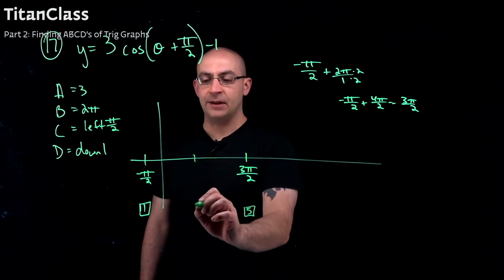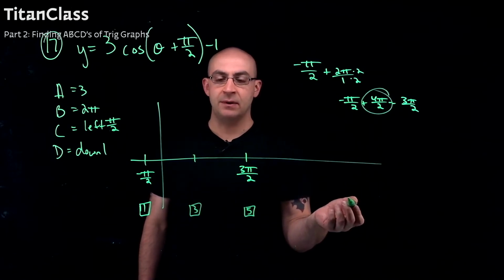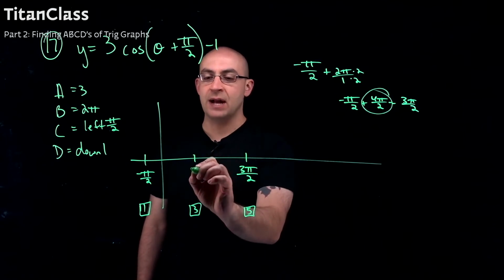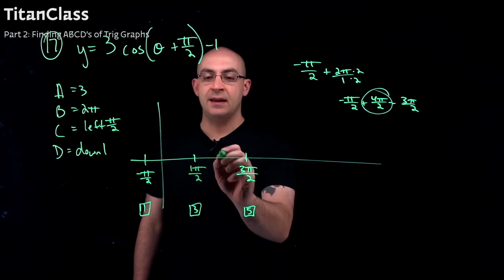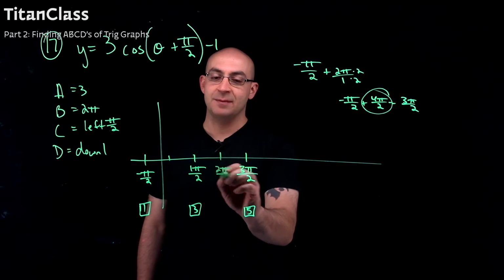Now, our 3rd value, again, if our period was 4 pi over 2, half of that is going to be 1 pi, or 2 pi over 2. So I'm just going to subtract 2 pi over 2 from this, which will give me pi over 2. Then our values in the middle, because I can't exactly have this, it's just going to be just pi.